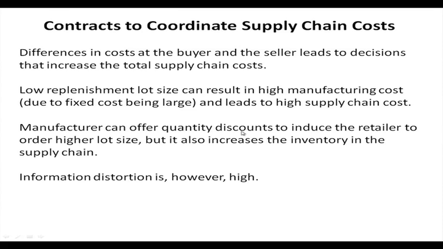It can offer quantity discounts to induce the retailer to order a higher lot size. The manufacturer can say that if you order more items, then your price will be less. So, if the quantity asked for is more, then the unit manufacturing cost reduces. This, however, results in high information distortion.